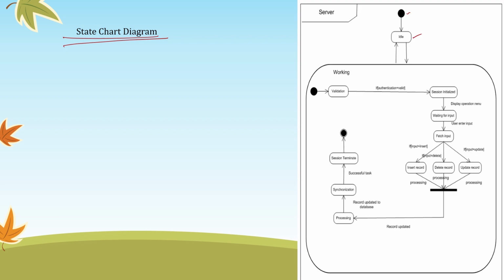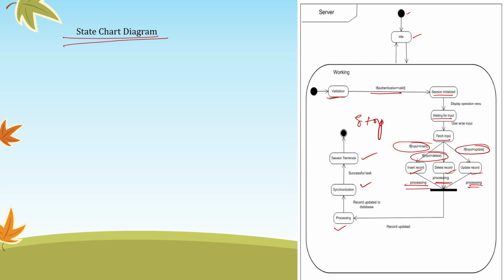Start, idle. Now, this is the workspace. First, validate. If true, session is initiated. Waiting for input, fetch input, input inserted, input deleted, or input updated. You insert, delete, and update. You process. Get onto a synchronization bar. You process, then you synchronize, and your session terminates to stop. This is your state chart diagram.